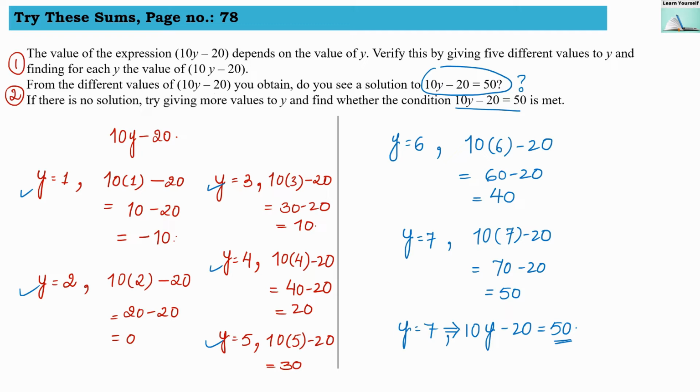So how do we get to know whether this expression will give us this answer or not? The first method is to separate the variable and find the answer for y. And second, you have taken y equals 5 and we got the answer 30. As you can see, it is increasing by 10. So if you keep on taking values of y like 3, 4, 5, 6 and 7, you can guess that at y equals 7 we will get the answer 50. That is the other method.